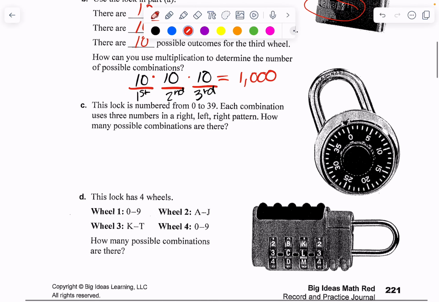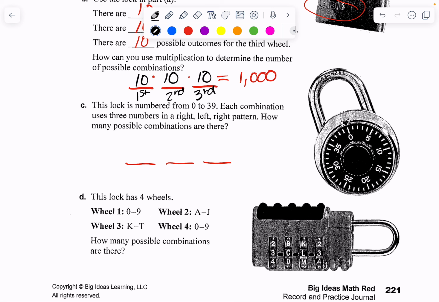If we look at C, this dial lock, which is similar to what you have on your lockers, says this lock is numbered from 0 to 39. Each combination uses 3 numbers, so I'm going to have 3 events happening. How many possible combinations are there?